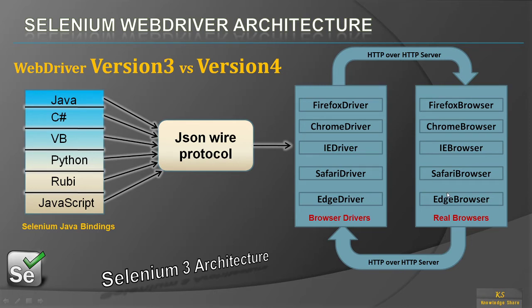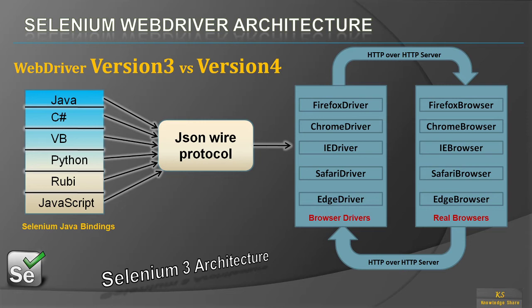This is the communication. The basic role of this JSON wire protocol is that it will encode and decode the requests that are being sent from the program to the driver, right? That's the basic role of JSON wire protocol in version 3. Remember, I am talking about Selenium 3 architecture and not 4. The picture which you are seeing right now is Selenium 3.